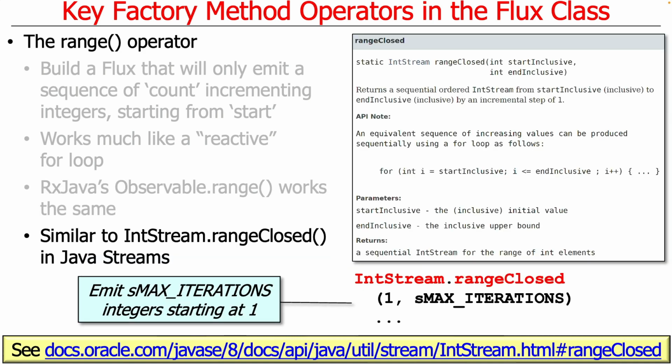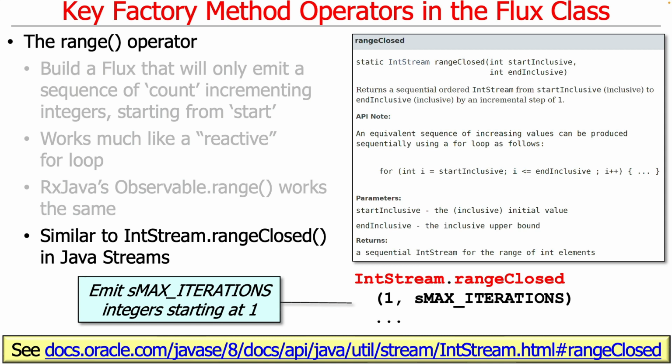And no surprise, Java Streams also has a method similar to this. It's got a couple of different variants. This is the one for IntStream. It has rangeClosed, which goes from 1 up to and including sMaxIterations. There's also a range method that will not include the final value. There's not really quite an equivalent in RxJava, though it's easy to do that by subtracting 1 from the value you pass as the, well, I guess that's not true. You have to think more about how to do that in RxJava.